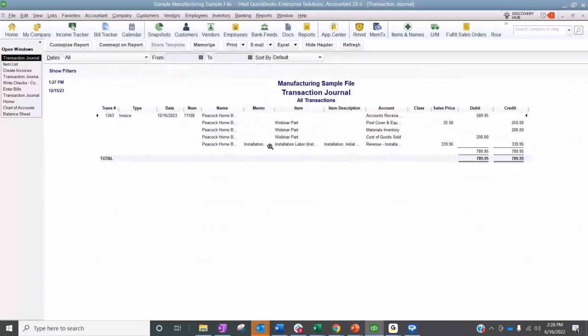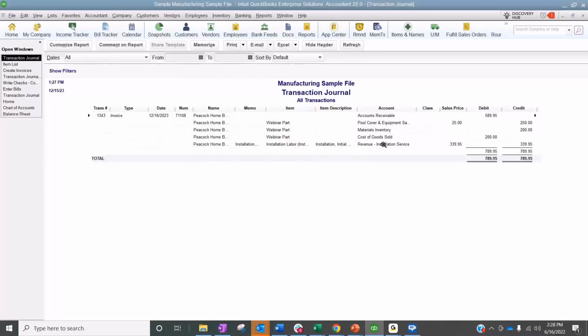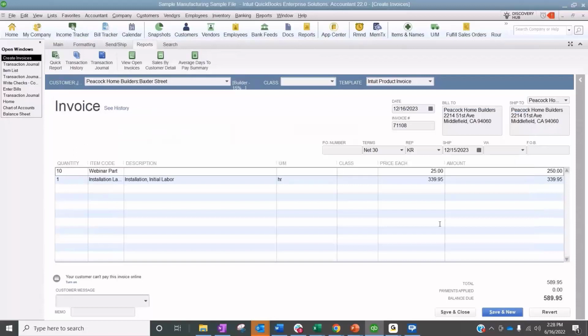So you see that installation item, and it's crediting that account, which is crediting revenue, which means revenue is going up. So $339.95 of this $589.95 is being offset to income revenue.